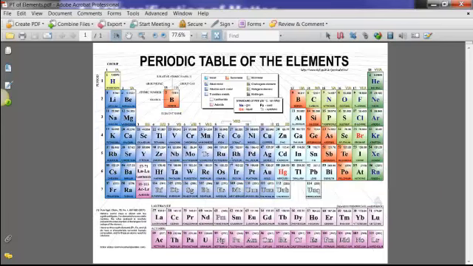Some of our additional metals are down in this row. Oh, the one other one that you will need to know is silver, which is Ag. So you should know silver and gold. They're right here next to each other. So you should know that one as well. Okay, so that's a brief introduction to the periodic table of the elements.